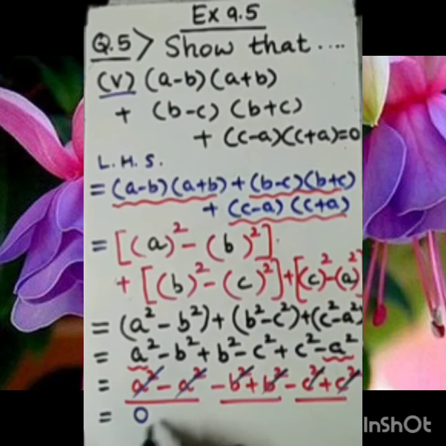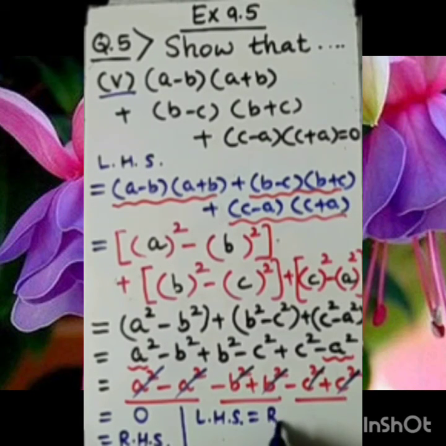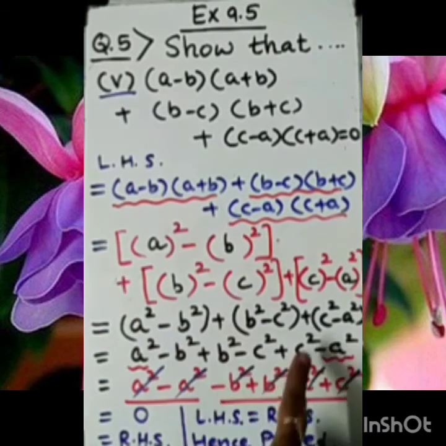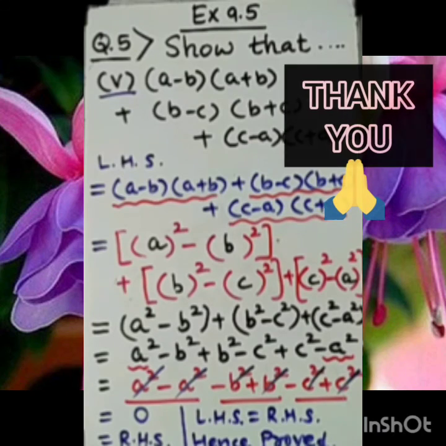So I need to write that is RHS. That we have proved. So the final answer we need to write here: LHS equal to RHS, hence proved. Okay, we need to mention hence proved. So for this type of question, it's compulsory to mention this last step, because we begin our sum with LHS and successfully reach our RHS. So this is proved.